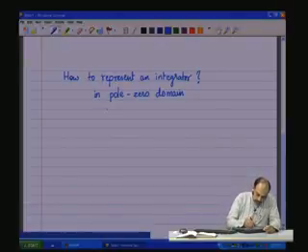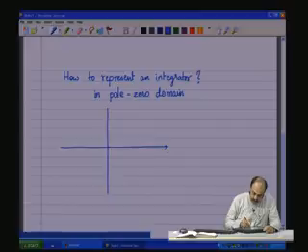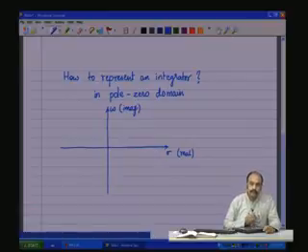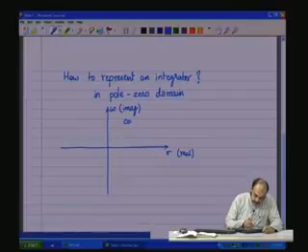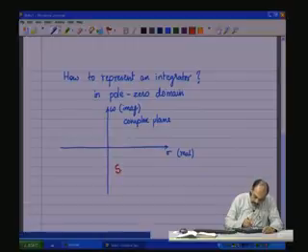In the pole-zero domain, we had two orthogonal axes like that. You have the sigma axis, which is the real axis, and we have the omega axis or the imaginary axis. And this complex plane is called the S plane. This is called the S plane.